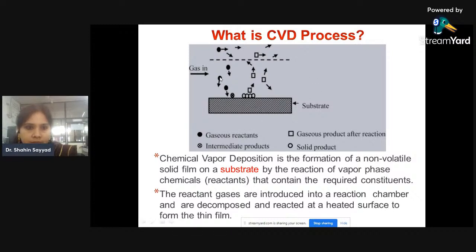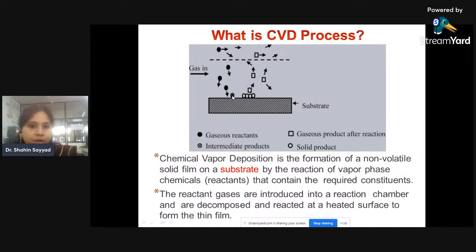Okay, now here is a black filled circle, an empty circle and a square. So the black particle is our gaseous reactant. The square is the gaseous product after reaction. This crossing is the intermediate product, and the empty circle is the solid product. Okay, so now we have a gaseous reactant entering the chemical vapor deposition chamber, and from that chamber this gaseous reactant is transported towards the substrate. At the substrate there is a reaction. Reaction occurs, cracking of the gaseous reactant happens, and it breaks down. Okay, जो byproducts and metal products हैं उसमें क्या होगा, cracking होगा या reaction होगा. Okay, so they are forming the intermediate.